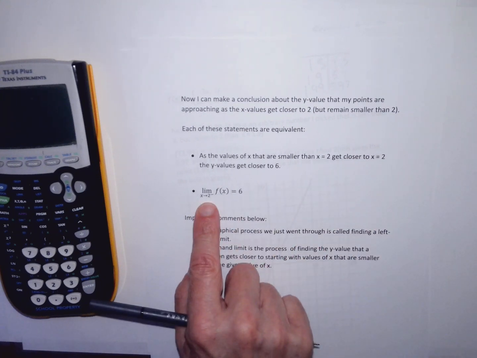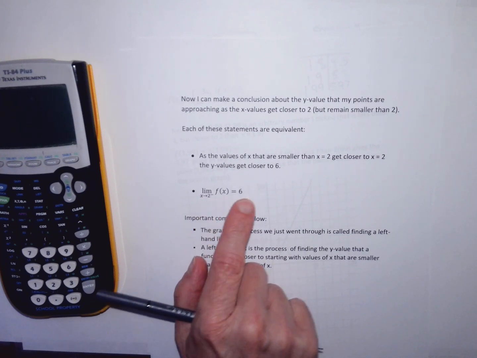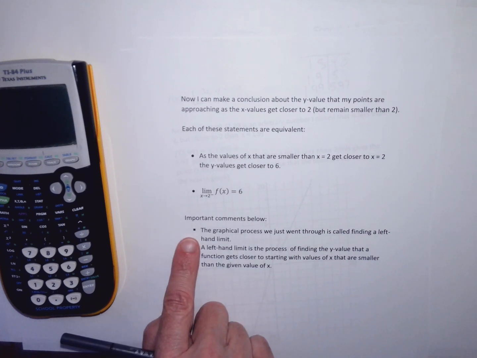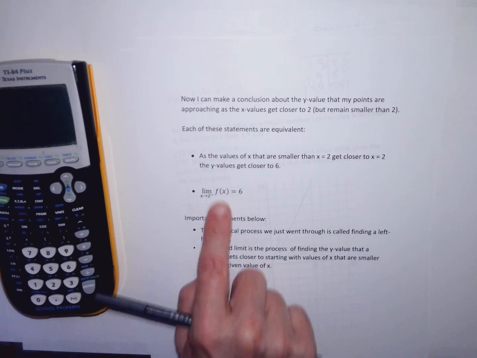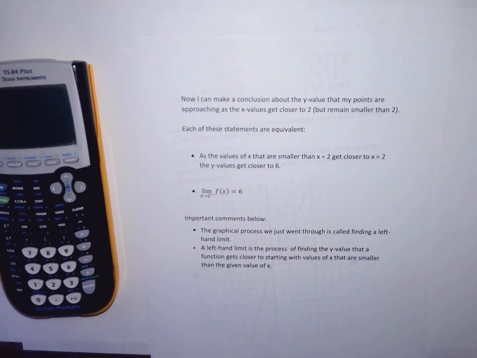So the left-hand limit, the limit as x approaches 2 with the little minus sign, meaning plugging numbers less than 2, is going to be 6. So again, this is finding the left-hand limit. That little minus sign means I'm plugging numbers in that are less than the given number. And graphically, it's to the left of that value on the x-axis.